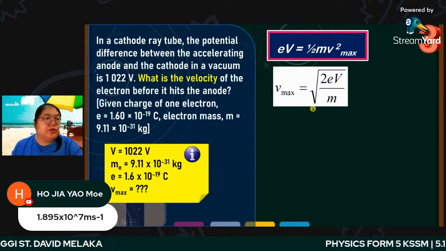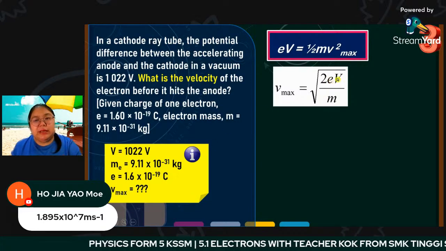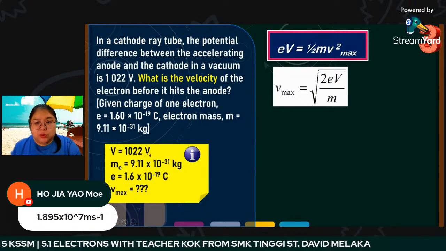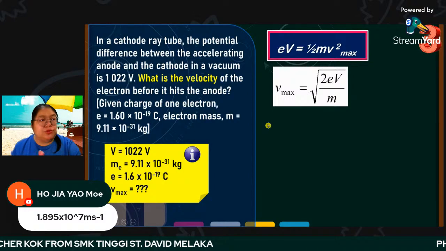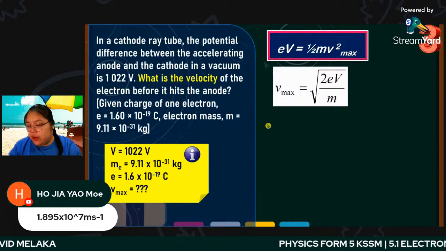Okay, remember we need to square root. So that means you need to find the e. You just put the e in, then the potential difference is 1022, then you divide by the mass of electron, then finally you go to square root. Okay, find all the things first, then later you go to square root.